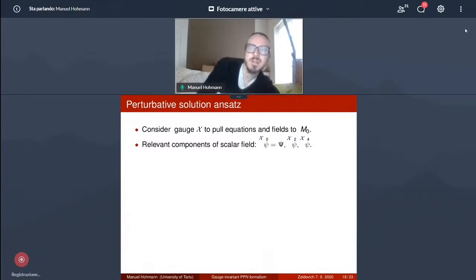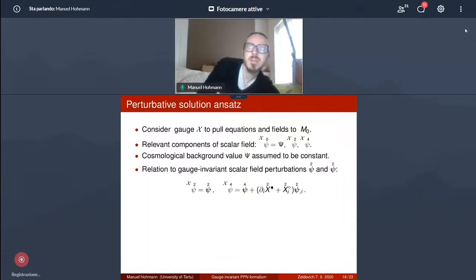Here we find in the PPN formalism that these are exactly the 0th order, which is a constant background value, and we have a second and the 4th order. And with these, we can calculate the gauge invariant decomposition of the scalar field as well, in order to put it into the formalism as well as the metric. And finally, we need to make a Taylor expansion of this function omega around the background value.